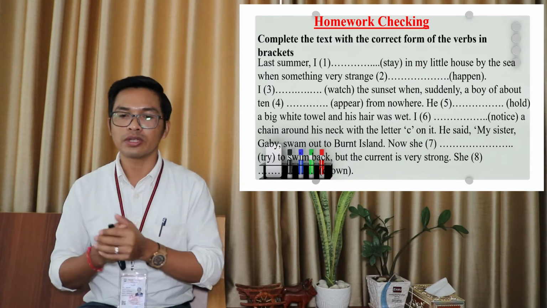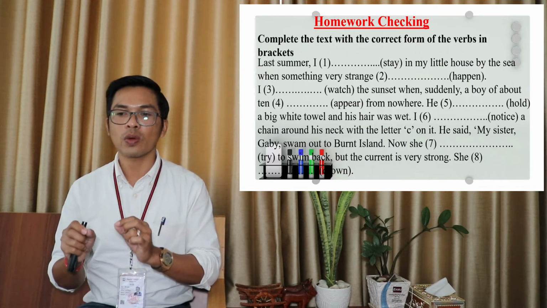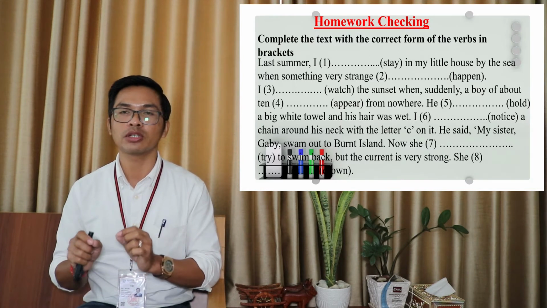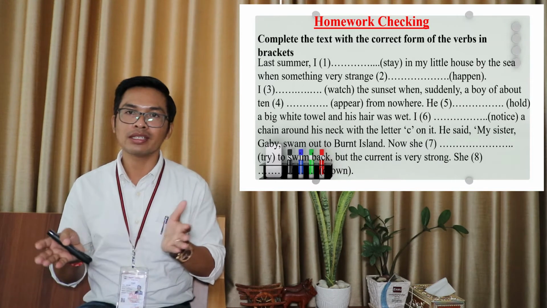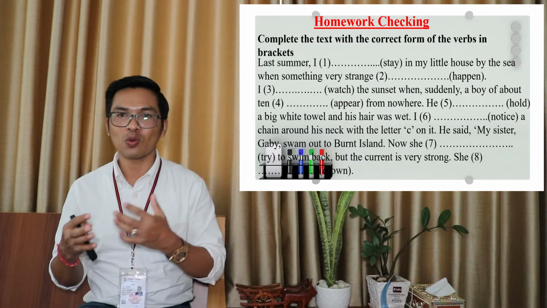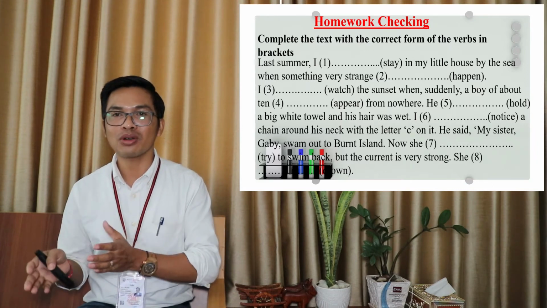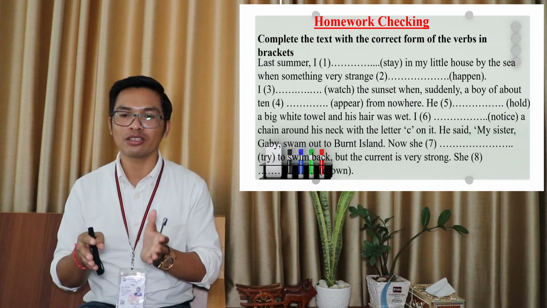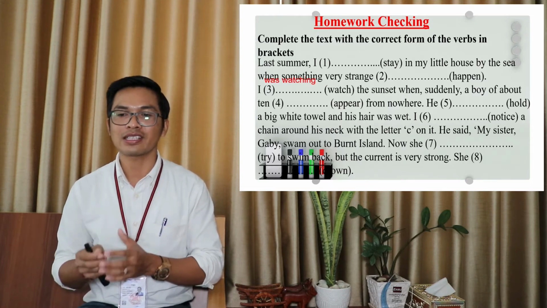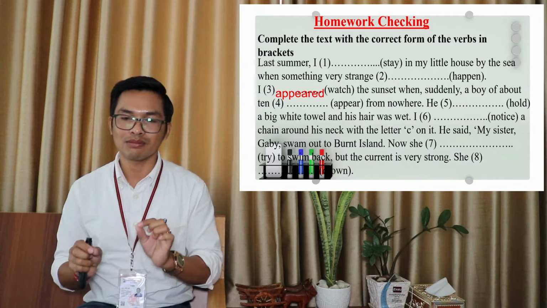Right? Let's move to the next. I blah blah blah watched the sunset when suddenly a voice of about 10 blah blah appeared from nowhere. So nowhere, it means we don't know where they're from. So you have to see again "when suddenly". So like I said again and again, when before past simple and while before past continuous. That means number 3, I was watching the sunset when suddenly the boy of about 10 appeared, past simple, from nowhere.